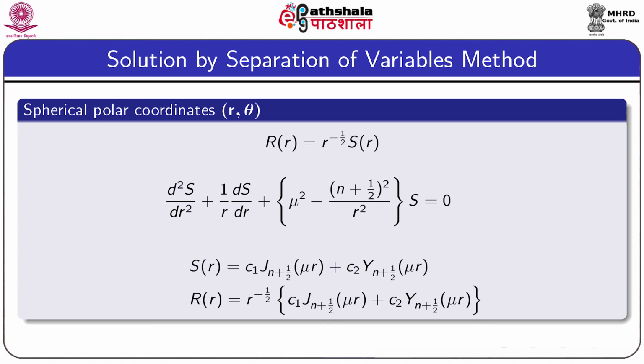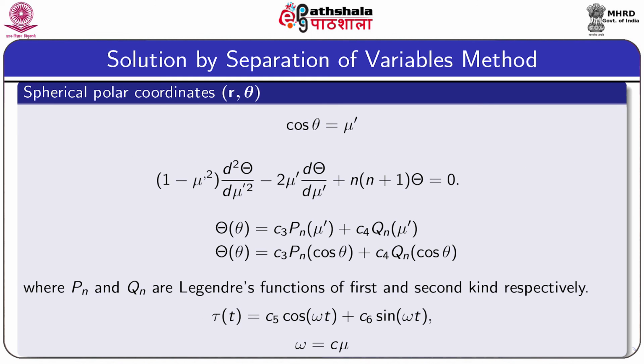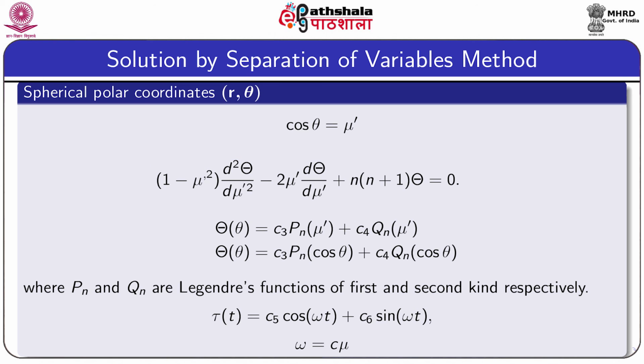Now, if we look at the theta equation, which is given in equation number 8b, this is not in the standard form, but if we do the substitution cos theta equals mu dash, then in terms of mu dash, the theta equation can be written in the form: 1 minus mu dash square into d2 theta by d mu dash square minus 2 mu dash d theta by d mu dash plus n into n plus 1 theta equals 0, and this is the famous Legendre equation.